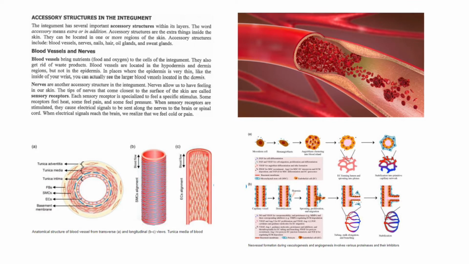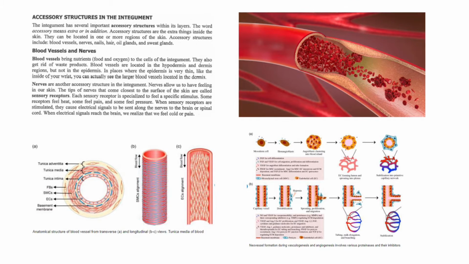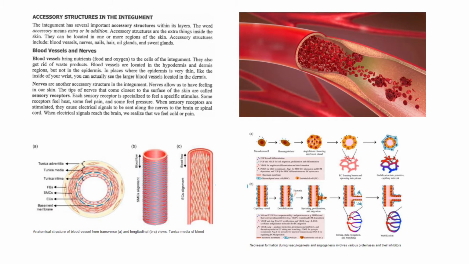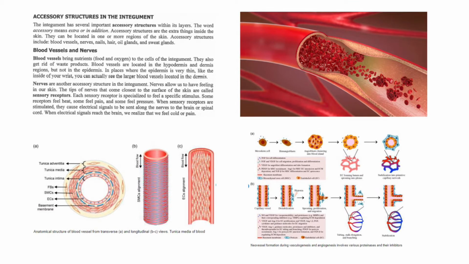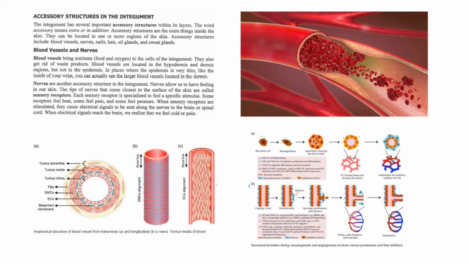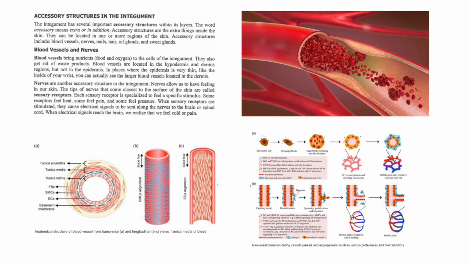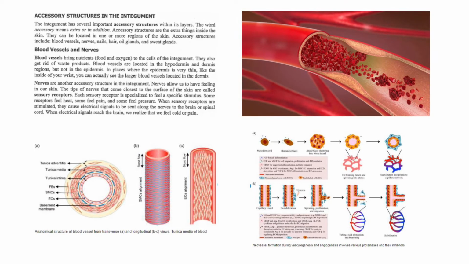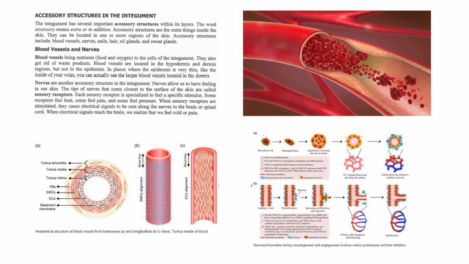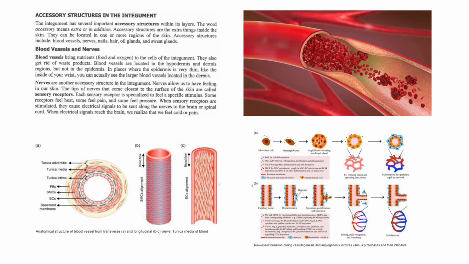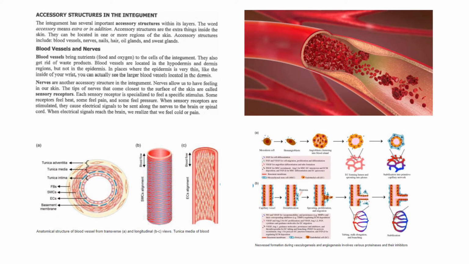Nerves are another accessory structure in the integument. Nerves allow us to have feeling in our skin. The tips of nerves that come closest to the surface of the skin are called sensory receptors. Each sensory receptor is specialized to feel a specific stimulus. Some receptors feel heat, some feel pain, some feel pressure. When sensory receptors are stimulated, they cause electrical signals to be sent along the nerves to the brain or spinal cord.